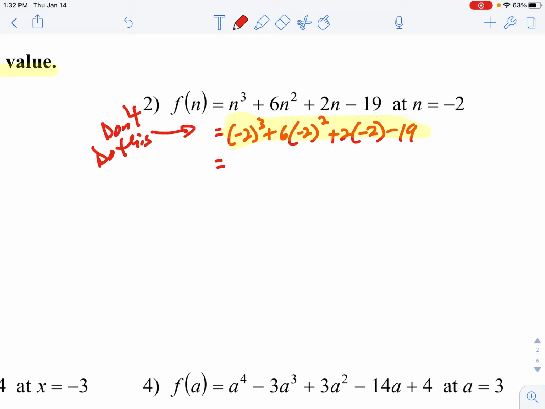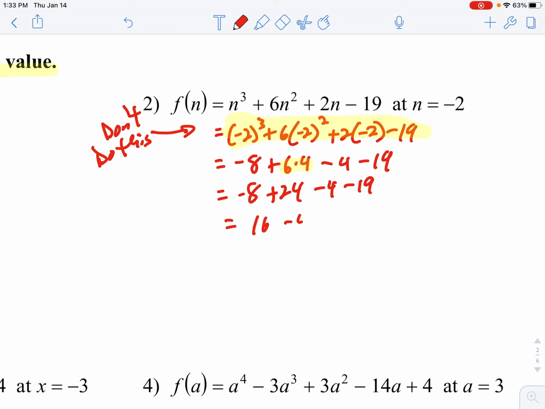So negative 2 to the third power works out to be negative 8. 6 times negative 2 squared, that's going to be 6 times 4. 2 times negative 2 is negative 4 minus 19. So this is going to be negative 8 plus 24 minus 4 minus 19. Negative 8 plus 24 is 16, minus 4 is 12, minus 19 is negative 7. So look at all this work. Look at all the steps I had to do to get the final answer.